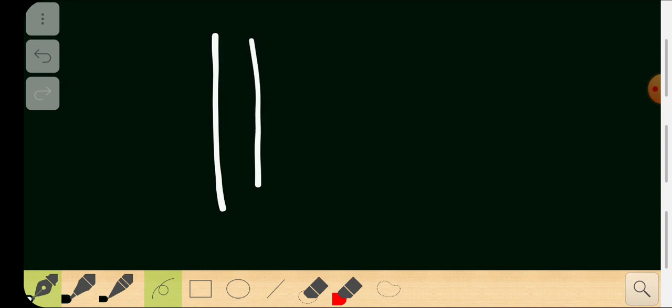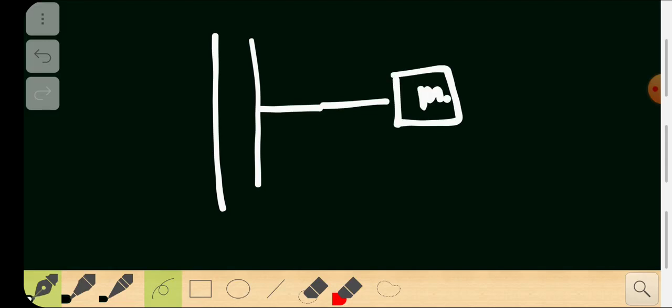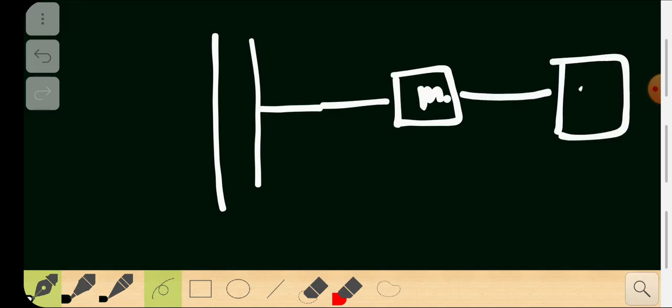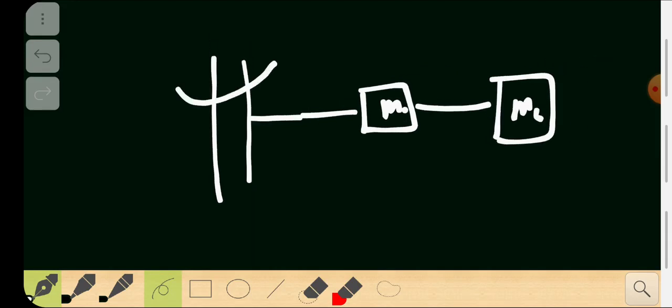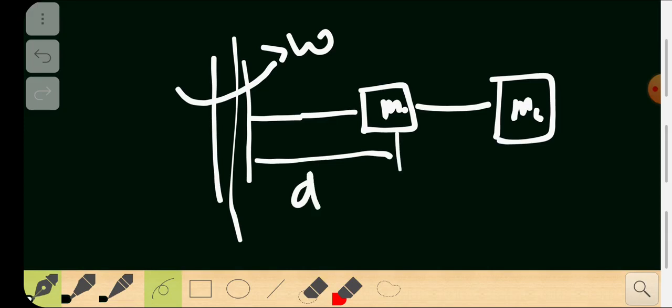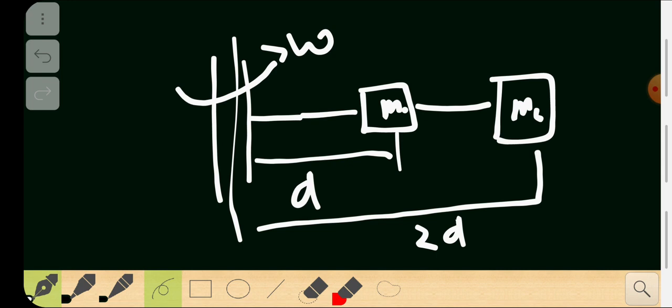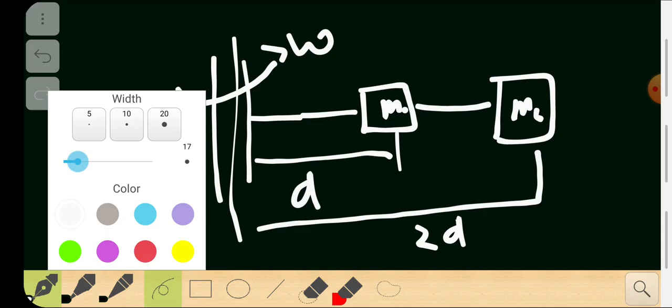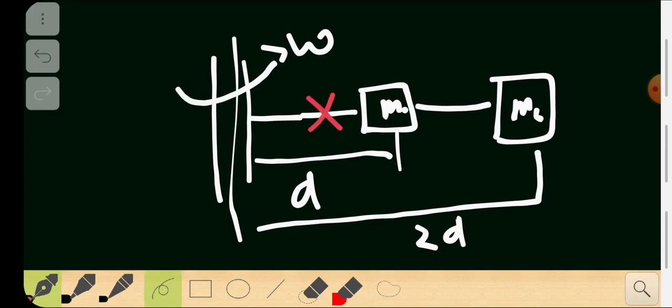You have a system and you have a mass just like that, m1, and there is another mass, call it m2. Two masses, and these are rotating around this fixed point with an angular velocity omega. This is some distance d, and the second one is some distance 2d. Easy. Now I need to find out what the tension in this string is.